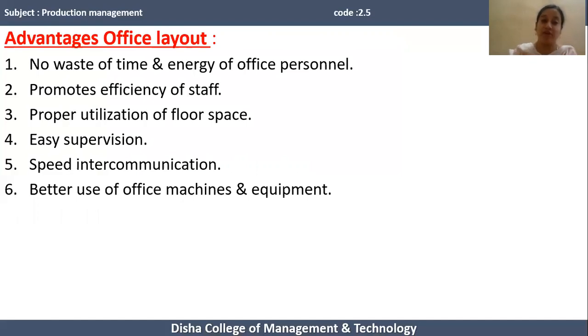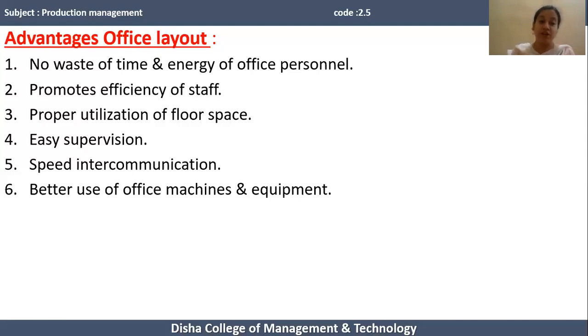So, office layout has various advantages, like no waste of time and energy of office personnel. If everything is arranged in a sequential manner within an office, then office personnel can do the task in the most effective manner without wasting time. The personnel can complete their task, so that the organization can use the capacities of personnel in an effective way. Next, promotes efficiency of staff. If everything is arranged in a proper way, then there is employee satisfaction. If the employees are satisfied with the organization, they are interested to exert all their energies, and the organization can use their efficiency.